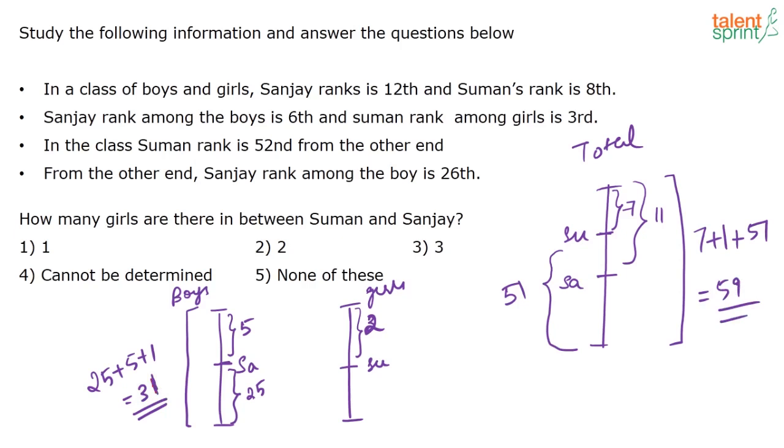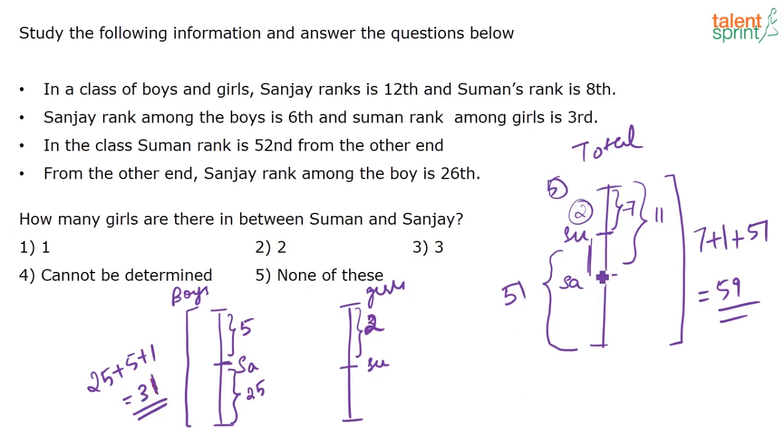Now let's see the question. How many girls are there in between Suman and Sanjay? So we have to know how many girls are there here. Before Suman there are totally 7 people, and out of these 7 people, how many girls are there? There are 2 girls. So the remaining 5 students who are here before Suman are going to be boys.